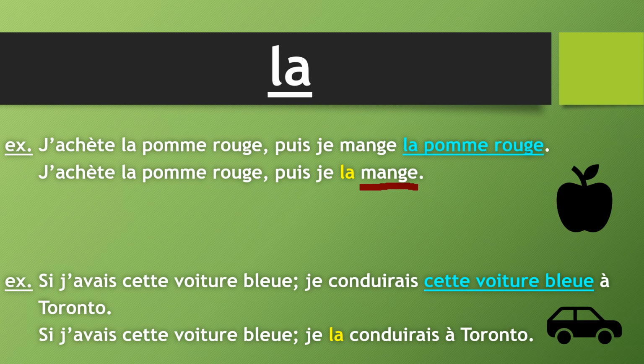If I had this blue car, I would drive this blue car to Toronto. This sentence is way longer than it needs to be. So in order to shorten it, let's replace the second cette voiture bleue with the pronoun la. Your new sentence would read, Si j'avais cette voiture bleue, je la conduirais à Toronto. If I had this blue car, I would drive it to Toronto. Once again, there's only one verb in the second half of this sentence, so the pronoun la would go right before it.